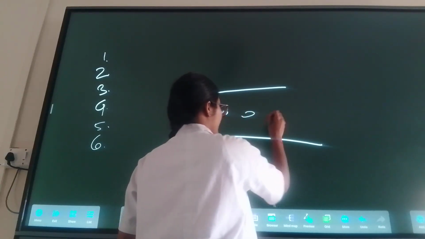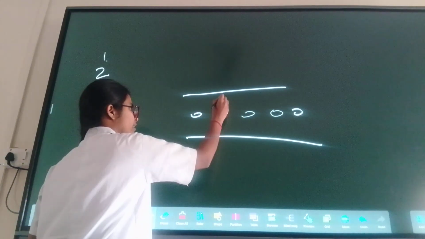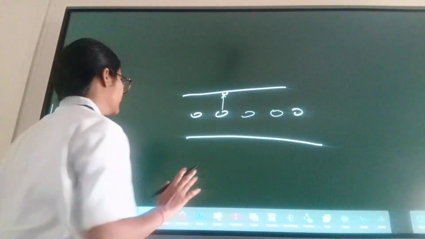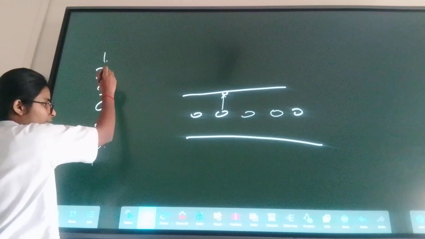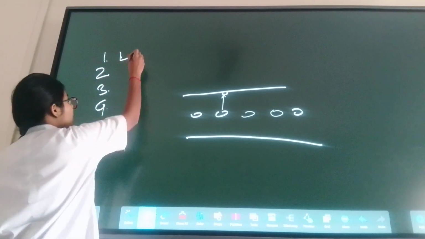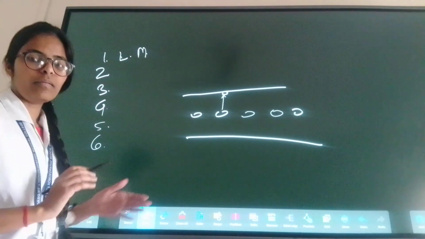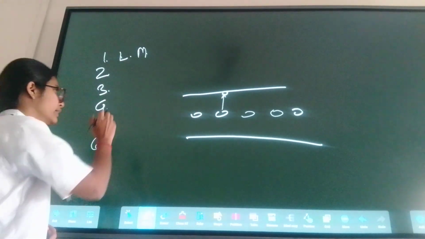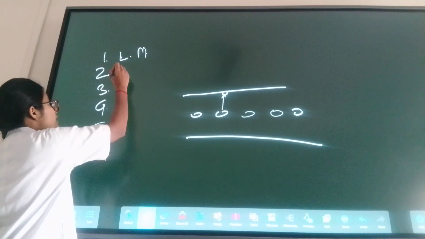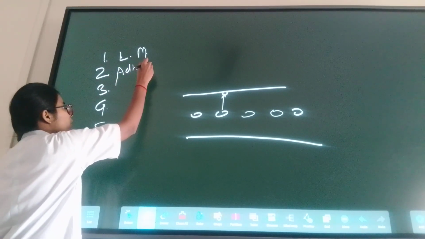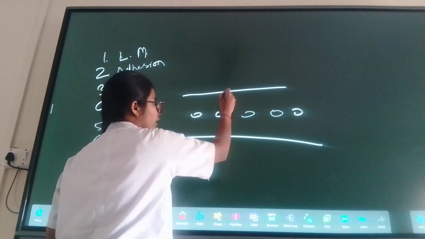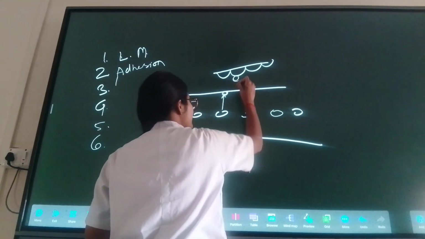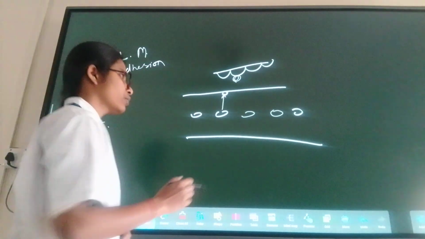These are the leukocytes. They are present in the center. First they will marginate. They will come near the blood vessel endothelium. So the first event is leukocyte margination. They will come to the margins. Then the second will be adhesion. They will stick to the endothelium. Suppose this is the endothelium, and they will stick to the endothelium.